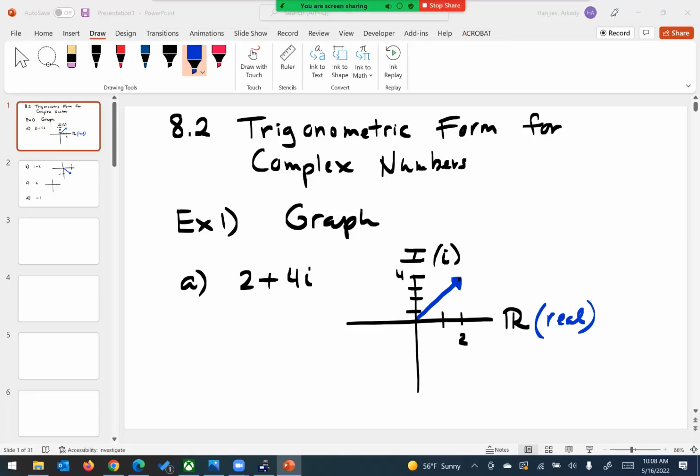All right, let's go with it here. There's a few little things here I already set up. So 8.2, it's called the trigonometric form for complex numbers. Last time, 8.1, we looked at complex numbers. And now we're going to fuse them together with trigonometry here.